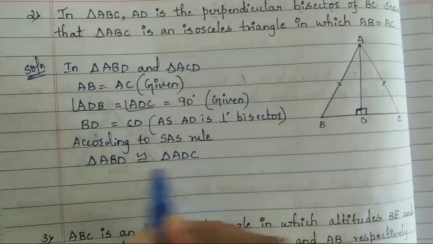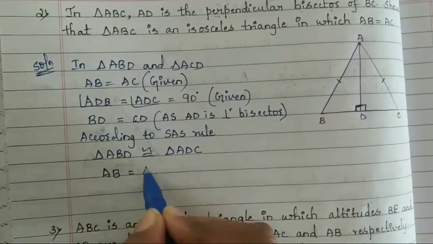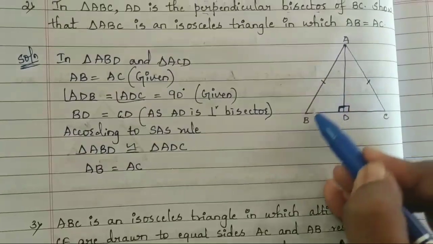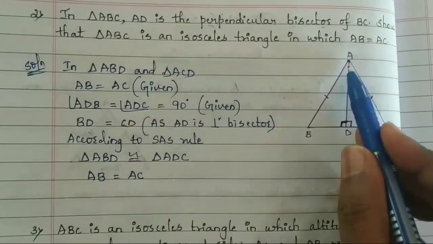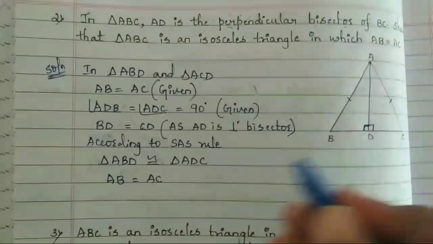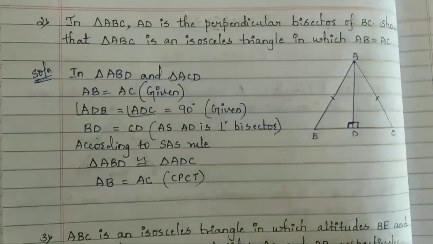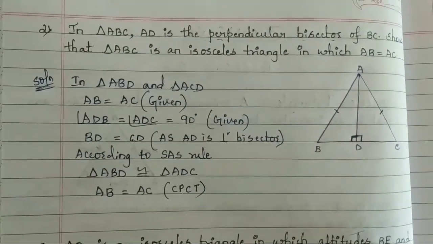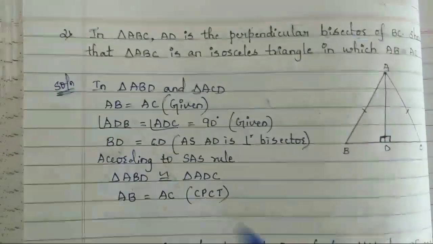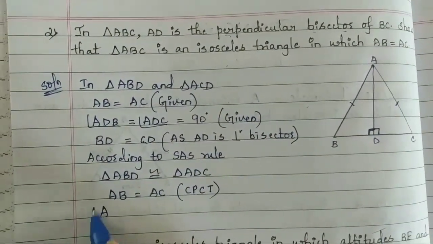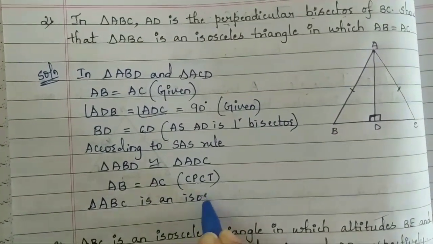Okay, as both the triangles are congruent, we can say that AB is equal to AC. This AB is equal to this AC, which is the corresponding parts of the congruent triangle. So we can say that triangle ABC is an isosceles triangle.